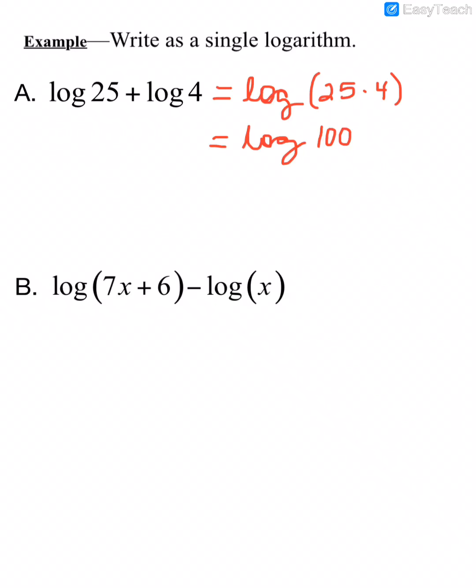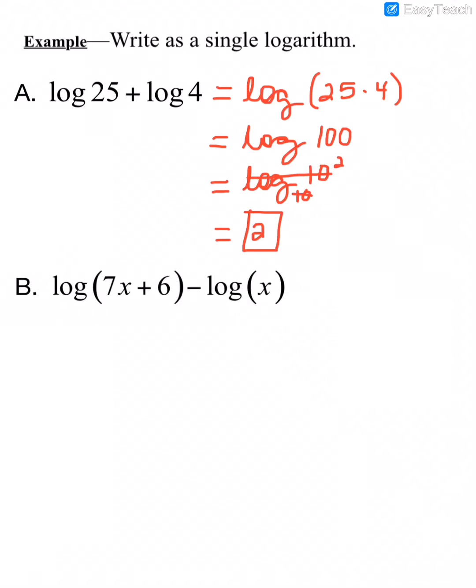Okay, well, since this log has an understood base of 10, we can rewrite 100 to have the same base, so this is the same as log of 10 squared. That understood base of 10 and this log of 10 cancel out, and we're left with 2. And that's our answer.